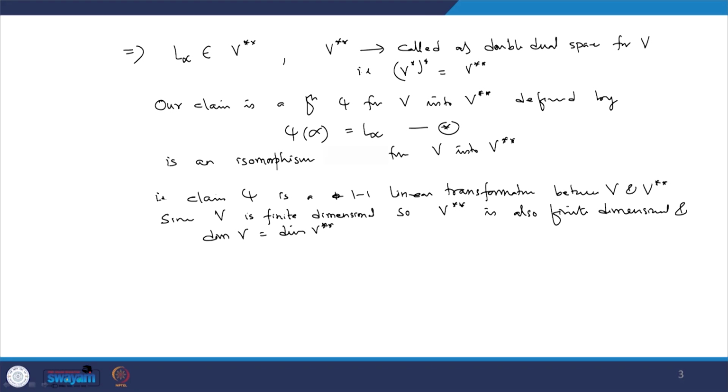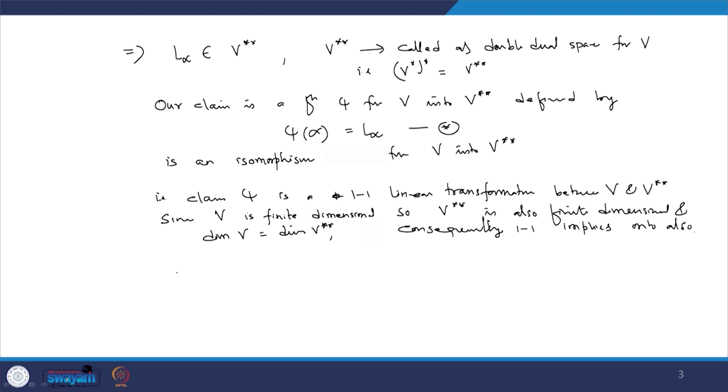Consequently, if I somehow prove that psi is a 1-1 linear transformation from V into V double star, then psi is also a 1-1 onto linear transformation from V into V double star. That is, psi will be an isomorphism from V onto V double star. Okay. Consequently, 1-1 implies onto also. So, first I have to prove that psi is a linear transformation.